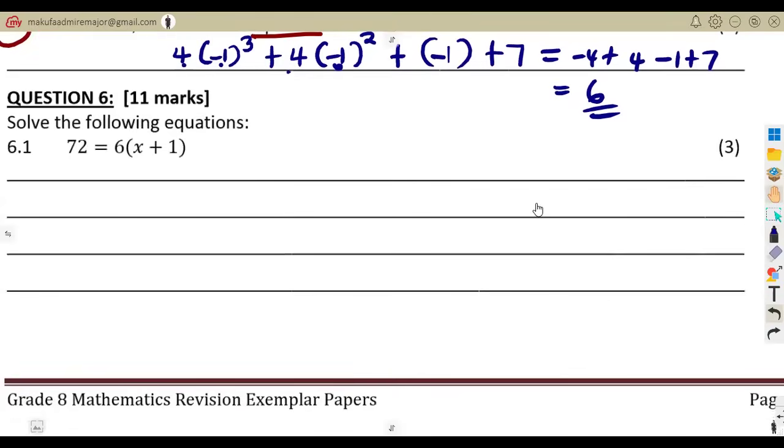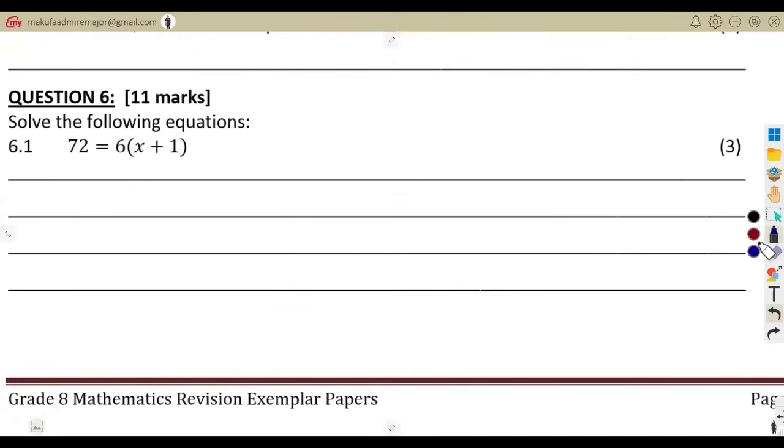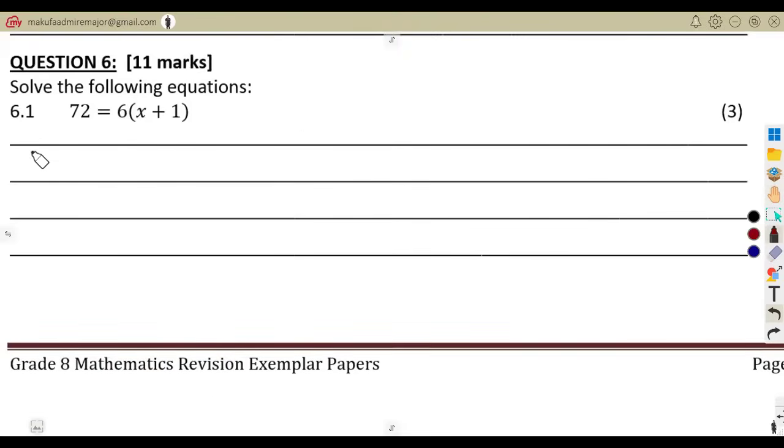On question number 6, solve the following equations. 6.1, we are given 72 is equal to 6 into this bracket. Yes, we can expand the brackets by distributing the 6. 72 is equal to 6 times x, which is 6x. 6 times 1, which is a positive 6.